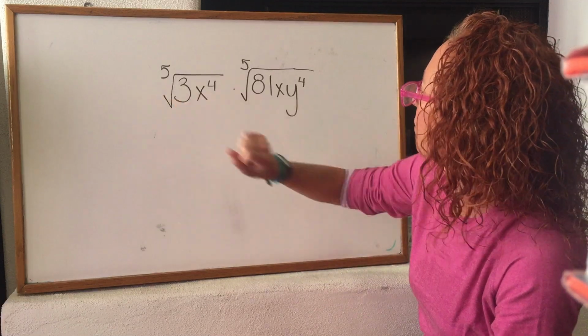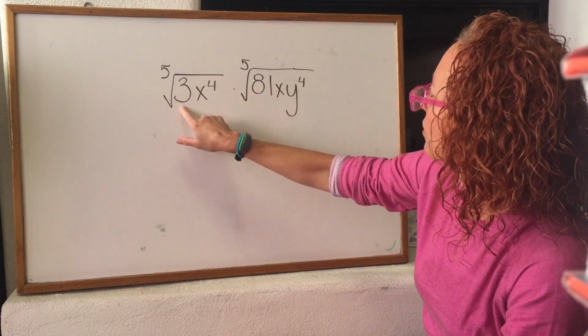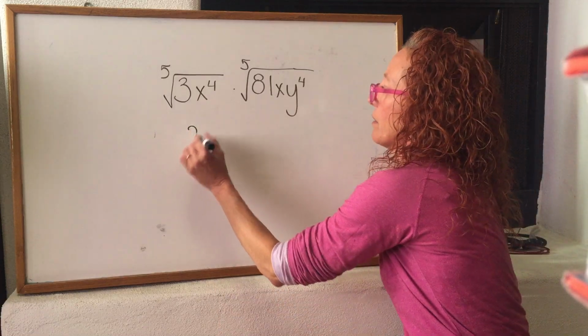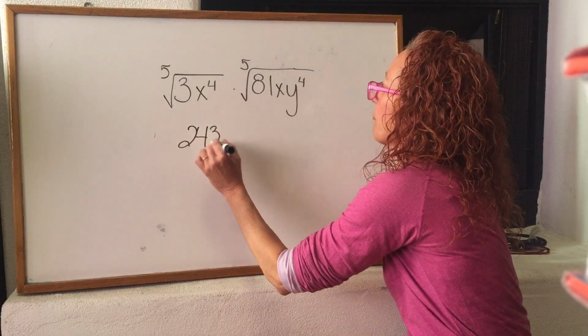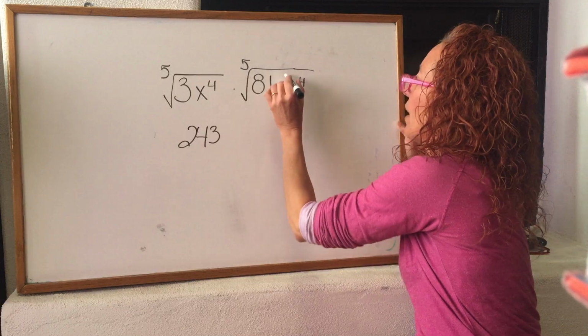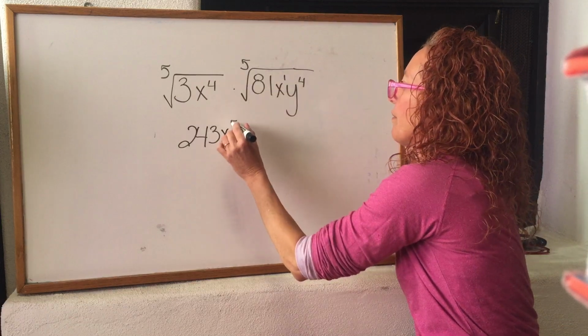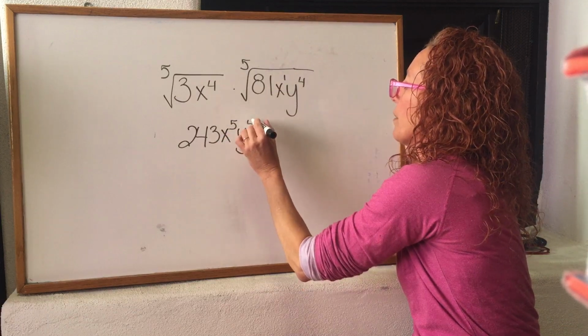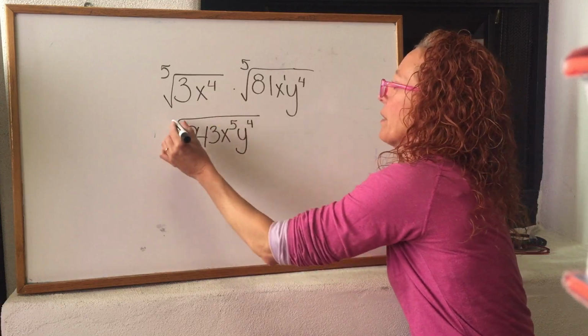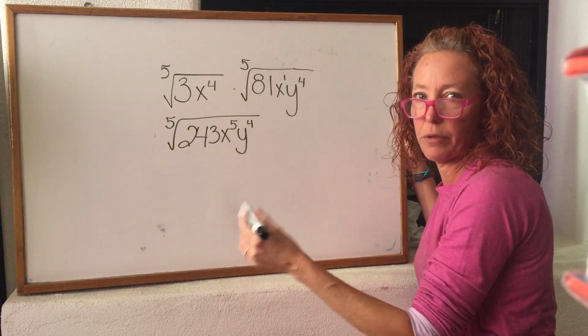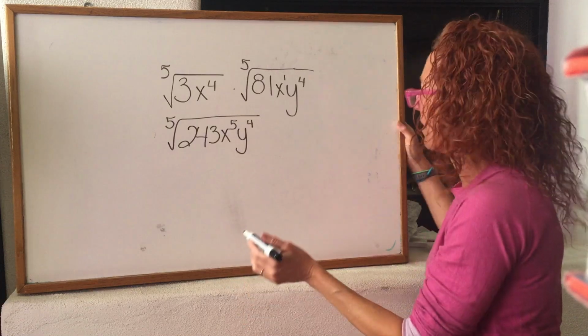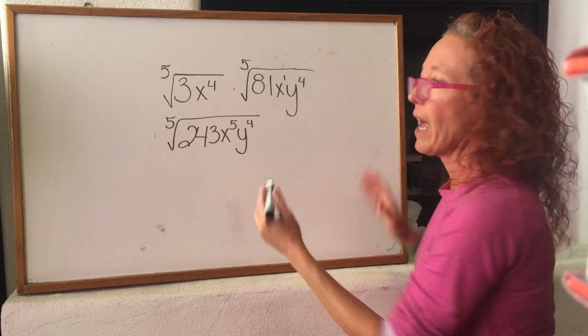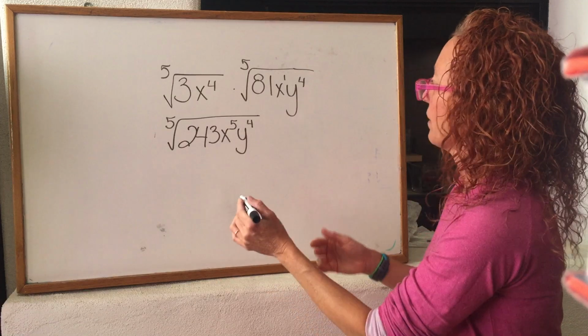So now we have the 5th root. Multiply first. So 3 times 81 is 243. x to the 4th, x to the 1st, x to the 5th, y to the 4th. I think I'm just being redundant here and asking you a lot of these that kind of have the same concept. The more I ask, the more you can miss and still get a really good grade.